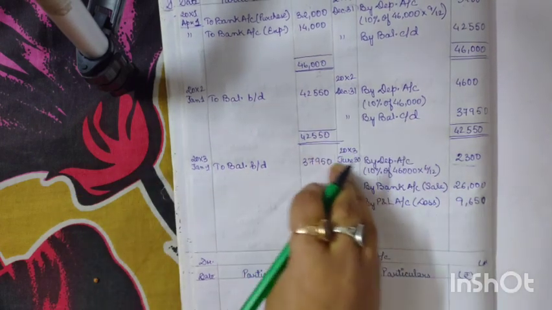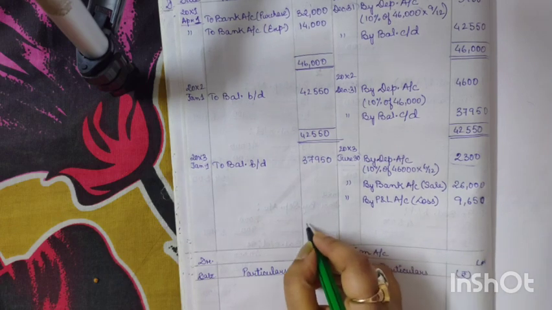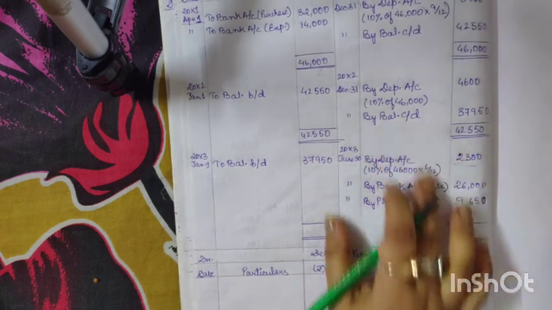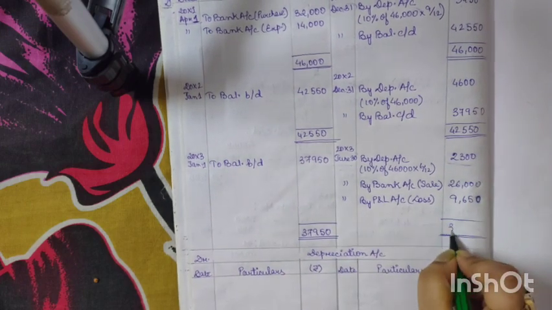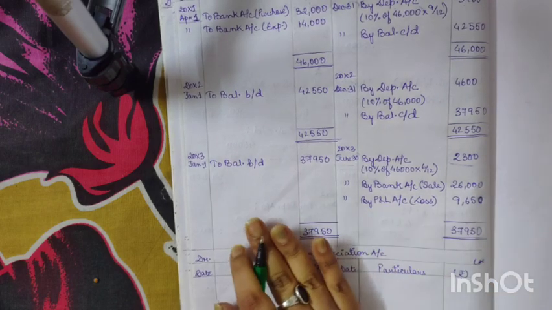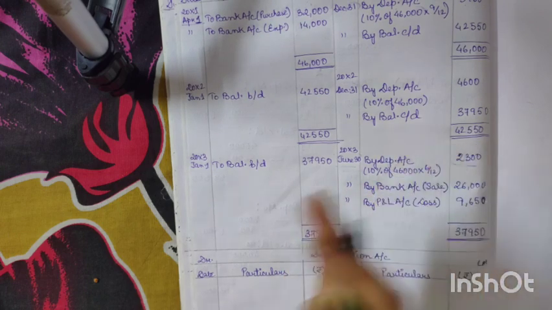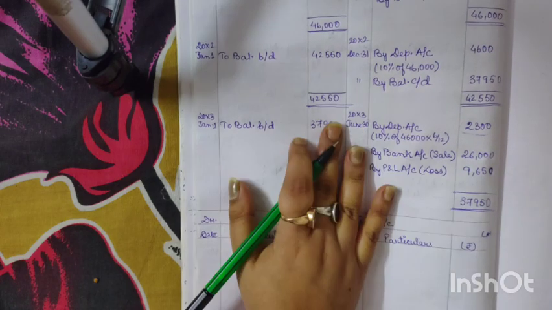Now in this case we won't write the carried down amount because already the machine is sold. So the existence of the machine is no more in the business. So that is why we will write here directly. If we total both the sides, we will directly get 37,950. Here also 37,950. There will be no balance carried down amount because there is no machine whose value should be brought forward next year, right? So now the plant account is over.